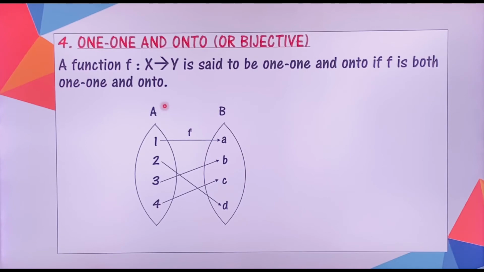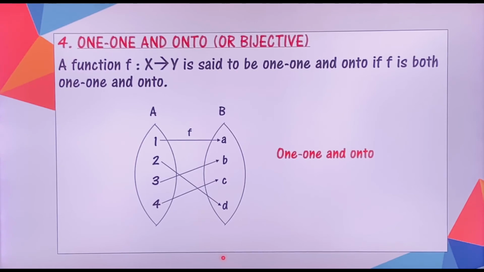See the mapping. Different elements in A have different images in B. Therefore, 1-1. Also, range is equal to codomain. Therefore, onto. Hence, it is bijective.